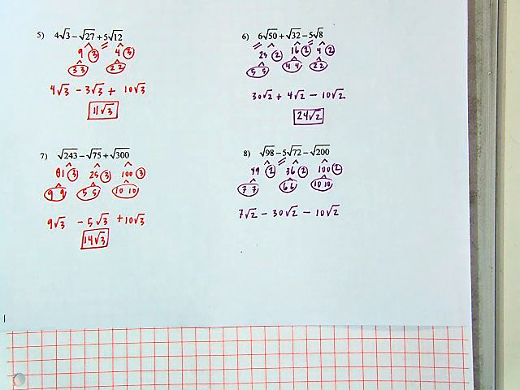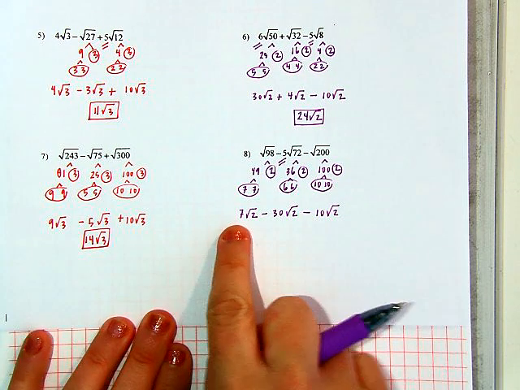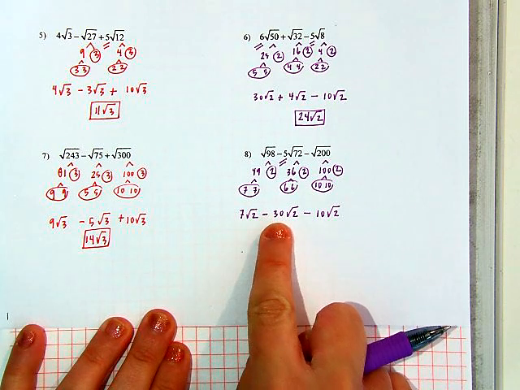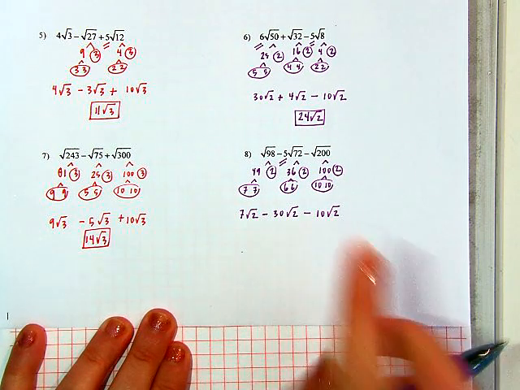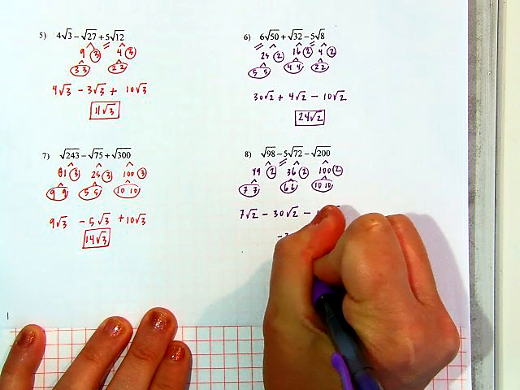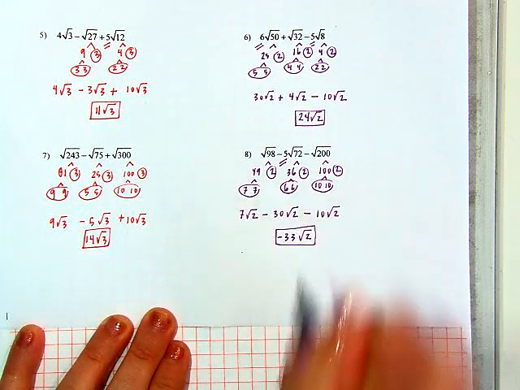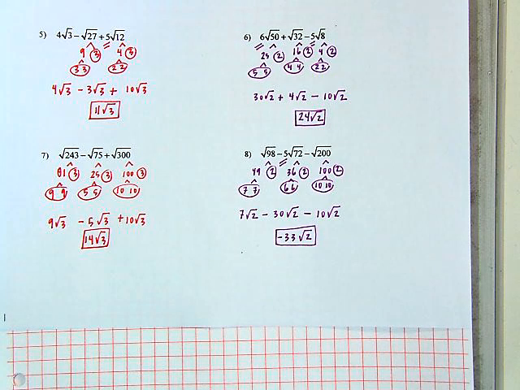So now when I stand back and look at it, I see they all have a square root of 2. How great. So I can combine them. So 7 minus 30 is a negative 23. Minus 10, I'm at a negative 33, and then root 2, or square root 2. That's my final answer.